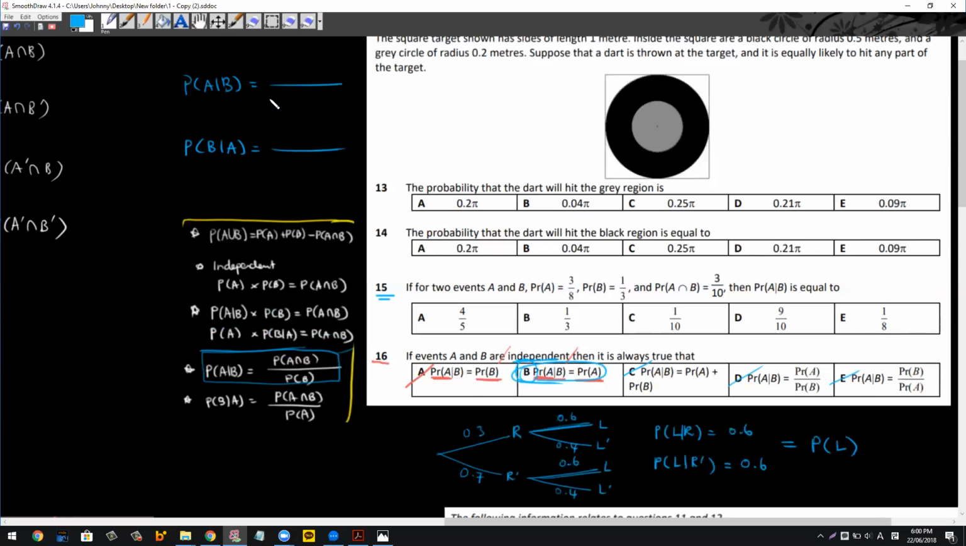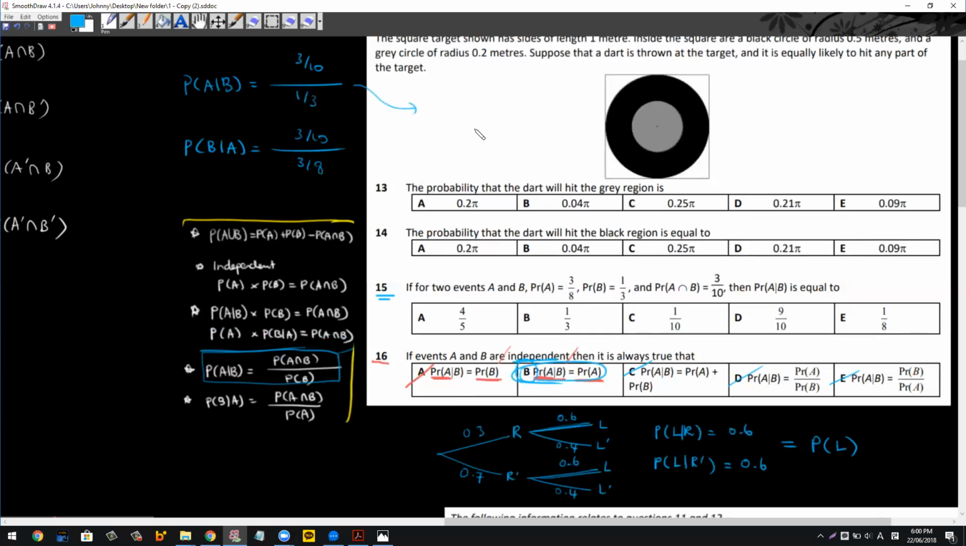So A given B is A and B over B, right? So this one here is 3 on 10, that's A and B, over B. So that's equal to 1 on 3. This one here is still A and B. This is B and A, but that's the same as A and B. So that's 3 on 10 still, and over A. That's a 3 on 8. So that's how you do it, okay?